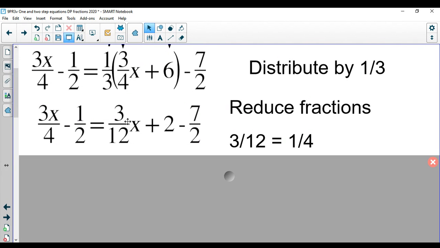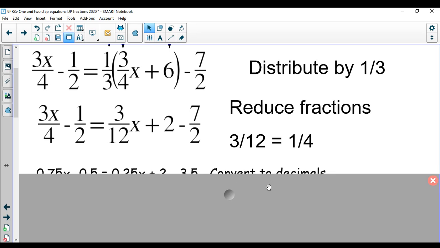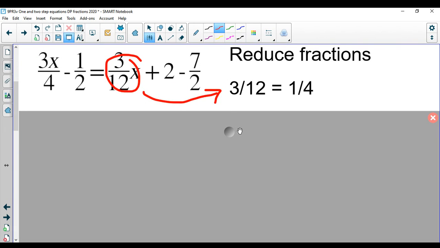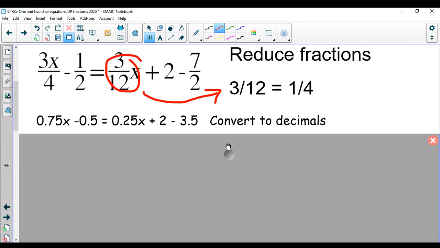Now I'm going to reduce fractions. Whenever I can reduce fractions, it's going to make my question easier. So 3/12 is reduced to 1/4. But then look what I did. After I reduced 3/12 to 1/4, this fraction right here, that's the one I reduced. Now what did I do? I converted everything to decimals. No, I didn't use a calculator. I just did a quick conversion in my head, and I was able to bring it down to decimals.